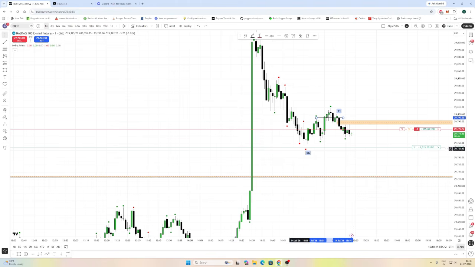So I want this to go at least take this low or go to 18 or 23, 17 or 23, which is currently here. So since this liquidity is not taken yet, I'll hold it.